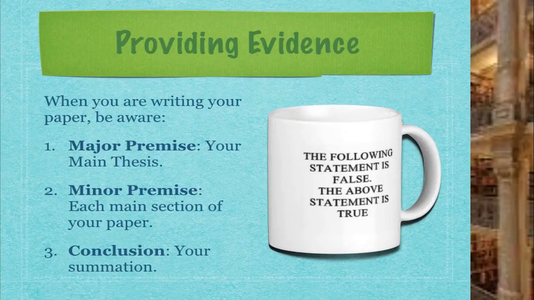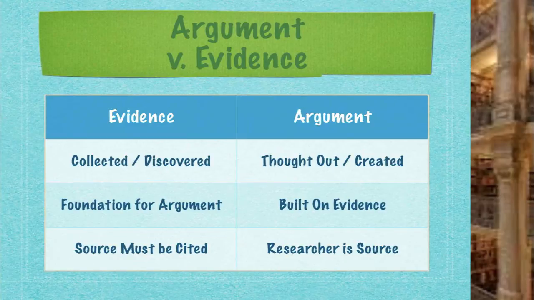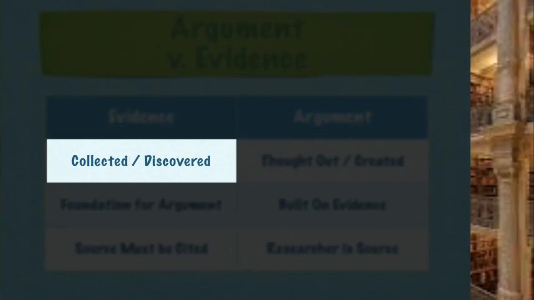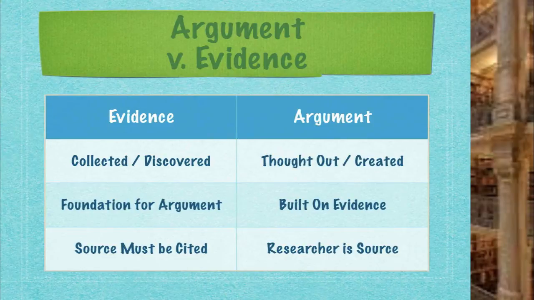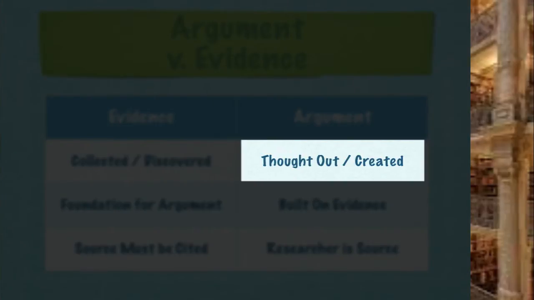So let's then look quickly at argument versus evidence to make sure you understand what is the difference between these two. Well, in this case, evidence is collected or discovered. That's the research process. An argument, by contrast, is thought out or created by you, the researcher.